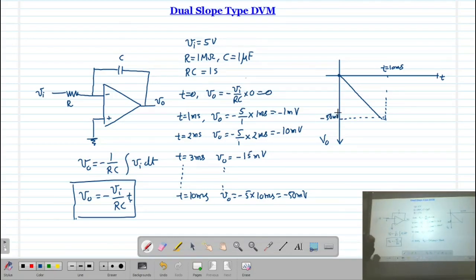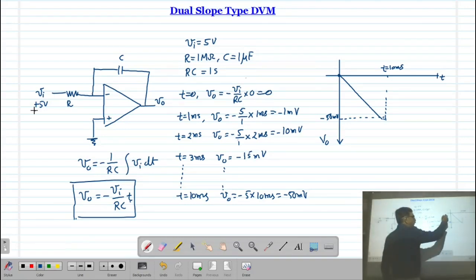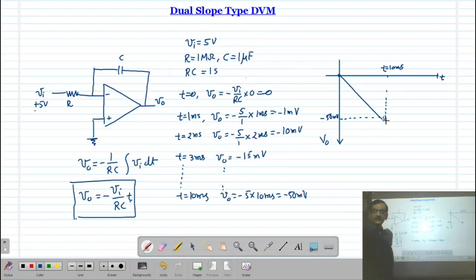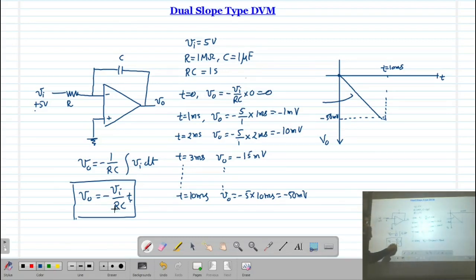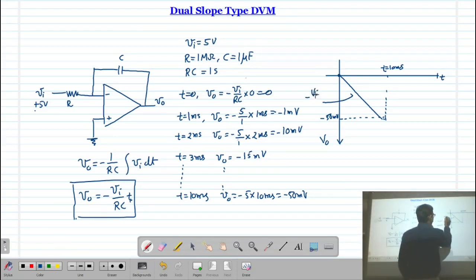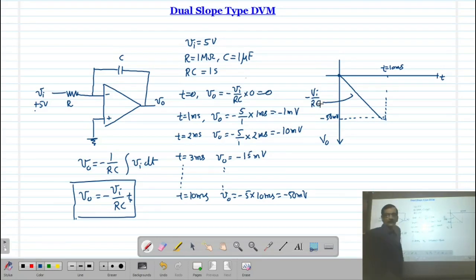So here you can see that if I am applying a constant plus 5 volt at the input of the integrator, then the output voltage goes on increasing in the negative direction. Here, if you see what the slope of this is, then from this equation you can see minus Vi by Rc into T is there. So this slope will be minus Vi by Rc. And accordingly, the output voltage goes on changing.